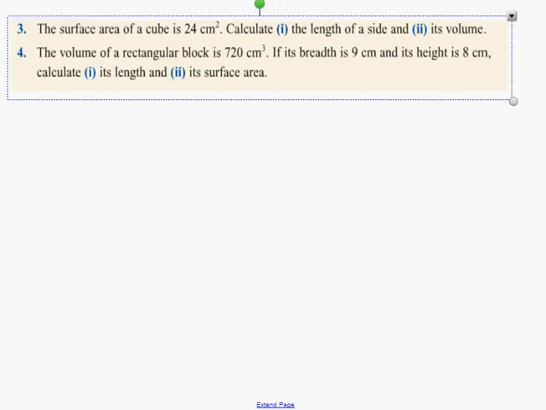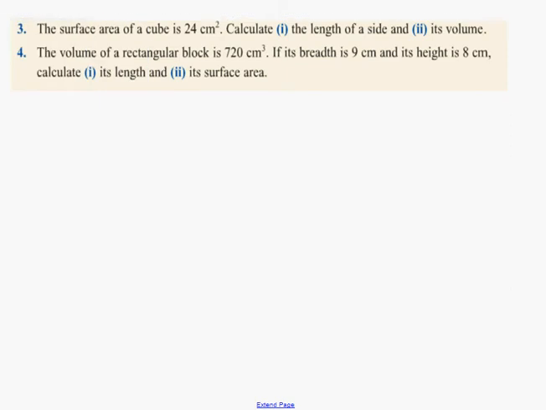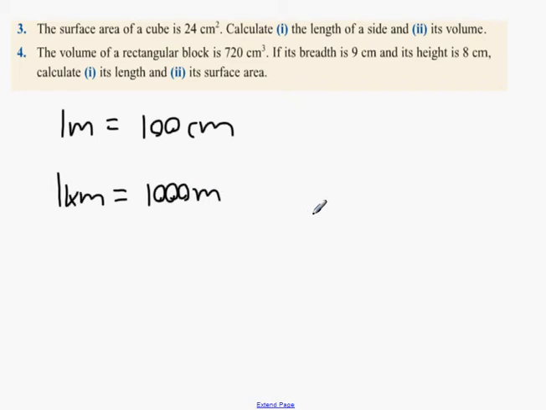Just to run over a couple of things while we're here, okay? A meter is 100 centimeters. Are we happy with that? A kilometer is 1,000 meters. Are we happy with that?